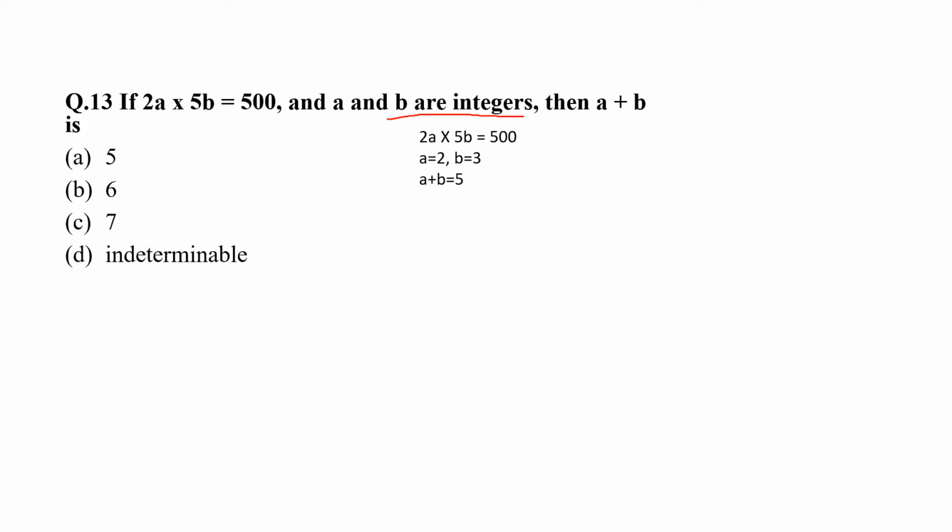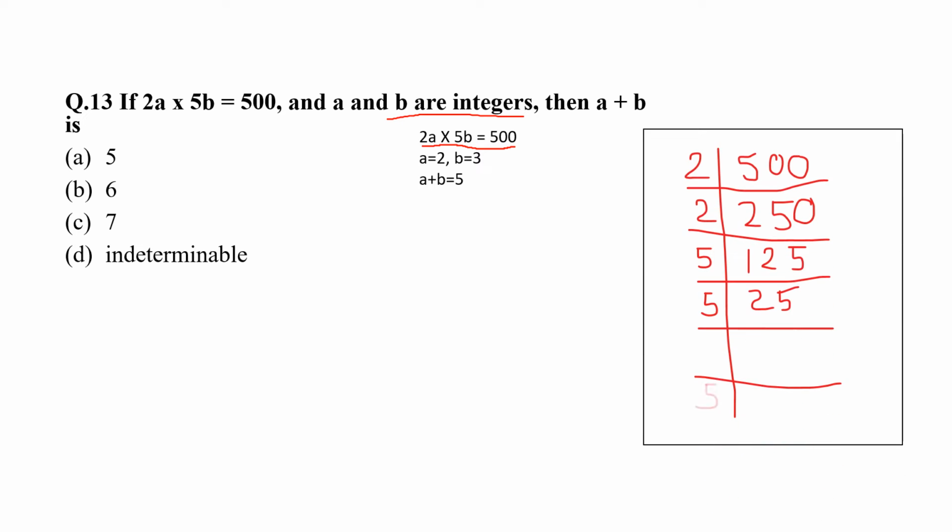So how to solve this question? Here we have the equation 2^a into 5^b is equal to 500. First of all, we have to find the prime factorization of 500. From this figure, you can see that 2 is repeating 2 times and 5 is repeating 3 times, right? So a is equal to 2 and b is equal to 3. From here we can find a plus b. So a plus b is equal to 2 plus 3, which is equal to 5. So what is the right option? A is the right option, that is 5.